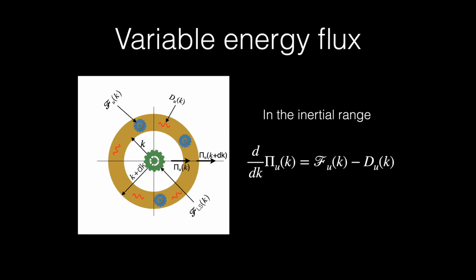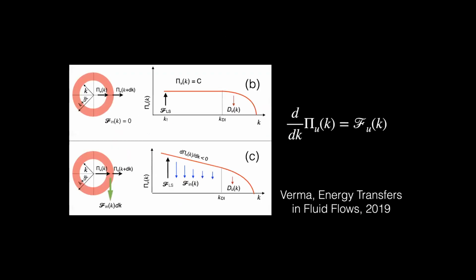And it turns out that in most situations, under steady state, this is negative. Because the magnetic field takes energy from the velocity field, this F_U is negative, so pi U decreases. So pi U at k plus dk will be lower than pi U at k. That is a key aspect. Now I will show you some proof from a shell model demonstration, but let's just think of the key idea.